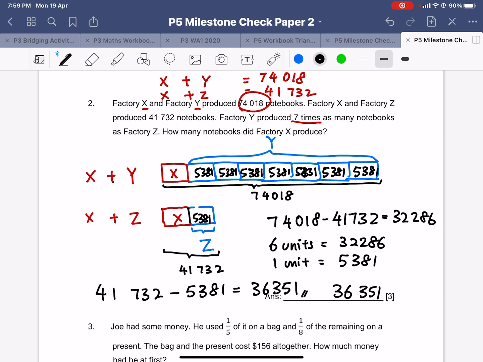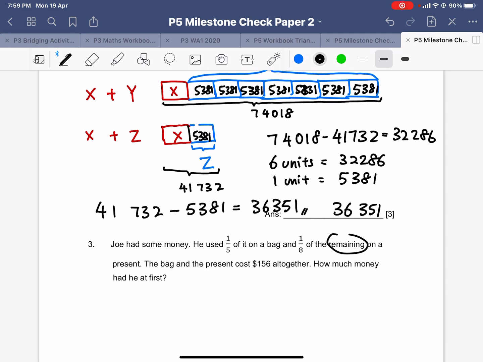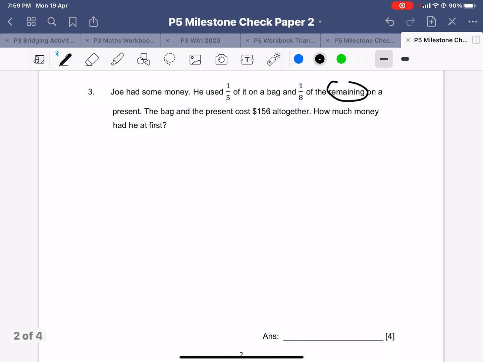So this is the model method I was talking about. I challenge Ian and a few others to look into how you can do this in a unitary method. Now question number 3. Again, branching, because I see this word remaining again. Joe had some money, but in this case, you definitely have no idea how much money that is, so you do not know the seed.